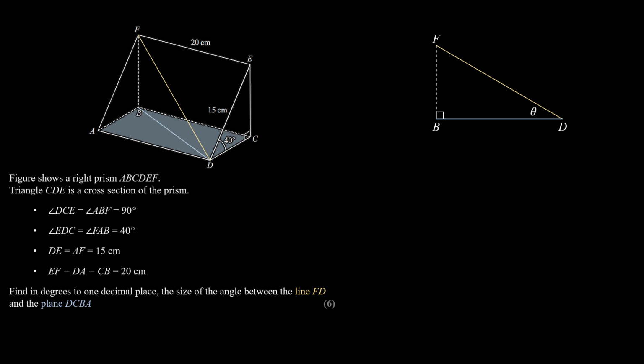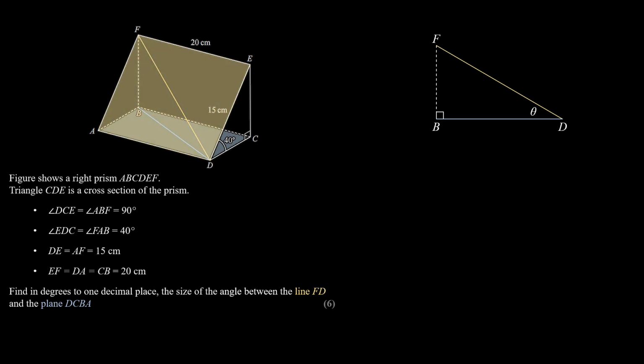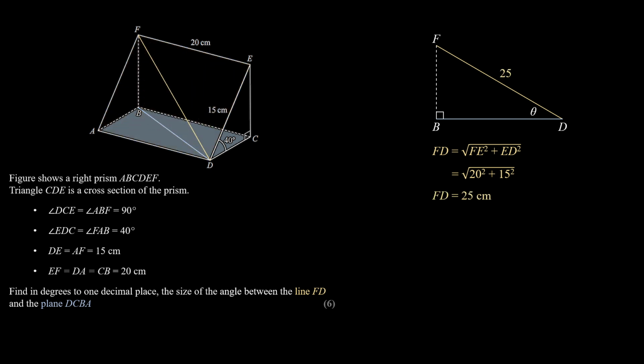First, we calculate the length of FD using the rectangle ADEF. The diagonal FD can be found as the square root of the sum of FE squared and ED squared. The length of FE is 20, and the length of ED is 15. Solving this, we find that FD is 25 centimeters.